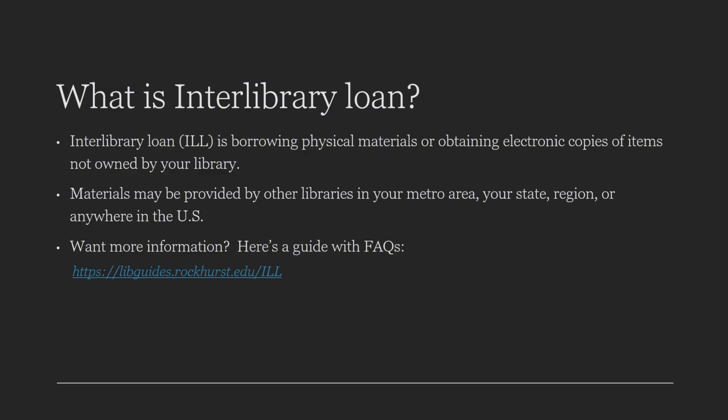First, what is interlibrary loan? Interlibrary loan, which can be abbreviated as ILL, is borrowing physical materials or obtaining electronic copies of items not owned by your library. These materials may be provided by other libraries in the metro area or elsewhere in the state, region, or anywhere in the U.S. If you want more information, the library has a guide with FAQs and other information at https://libguides.rockhurst.edu/ILL.